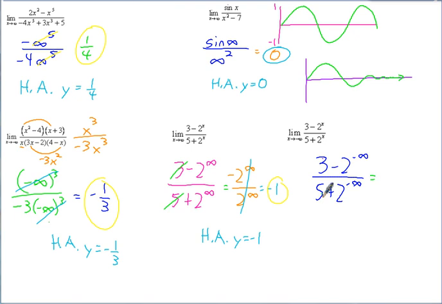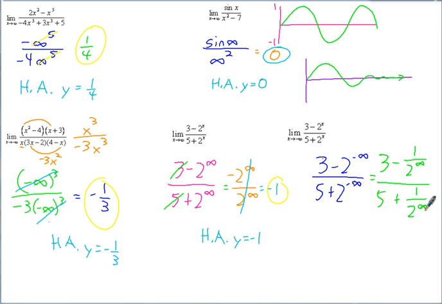Now because of this 3 and 5, we can't just move these to the numerator and denominator, because there's other terms that are not in factored form. So what we can do though is rewrite each one. This is 3 minus, instead of 2 to the negative infinity, that's the same as 1 over 2 to the infinity. And here we got 5 plus 1 over 2 to the infinity.